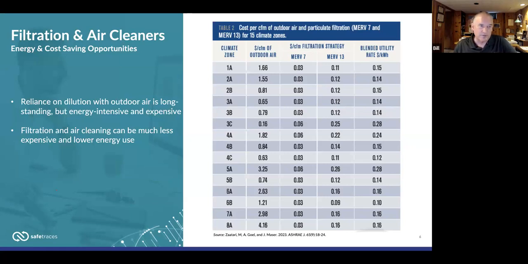For outdoor air, the cost per CFM of outdoor air, depending on climate zone, ranges from 16 cents per CFM to $4.16 per CFM, while air being moved through a MERV 7 filter ranges from 3 to 16 cents per CFM, and with slightly higher pressure drop, MERV 13 ranges from 9 to 26. Now you have to adjust those filtered numbers by the efficiency of the filter, but the multiplier for a MERV 7 is only about 3, and it's only about 1.3 for MERV 13. So big difference in cost.